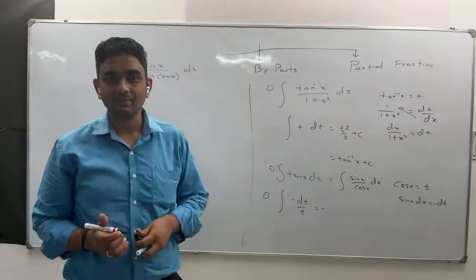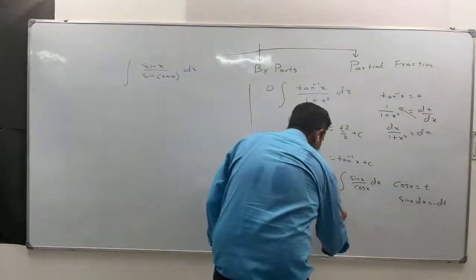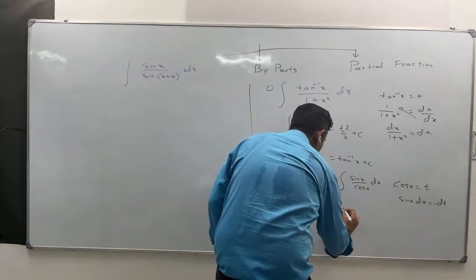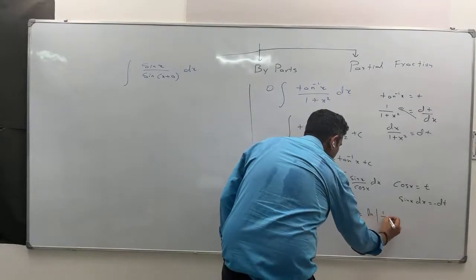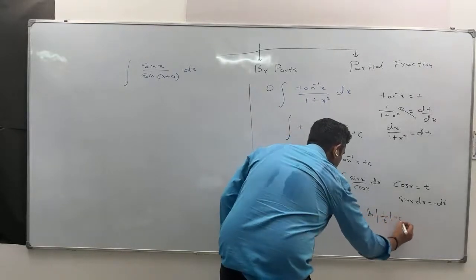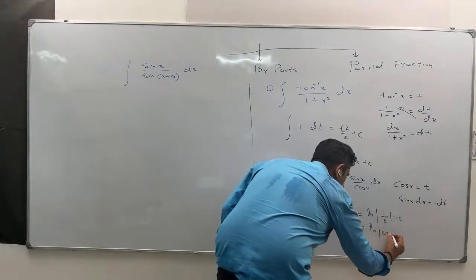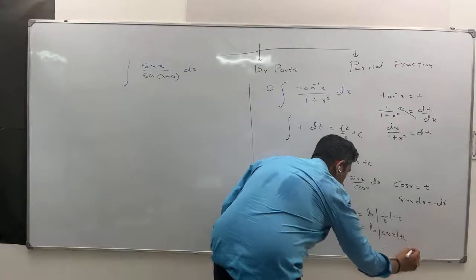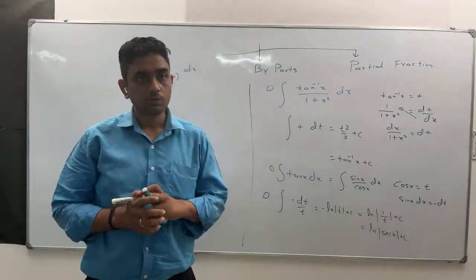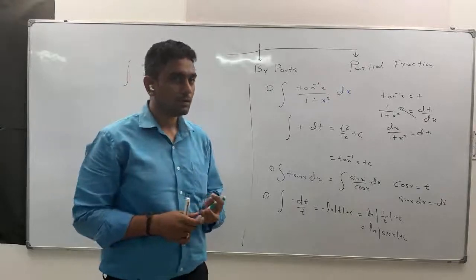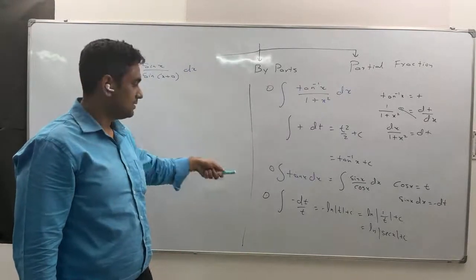Minus ln. So ideally minus ln mod t plus c, which comes out to be minus ln mod cos x plus c, which is equal to ln of 1 by cos, that is, ln mod sec x plus c. This is what we do. This is also substitution. The substitution formula we'll see later, but first we'll understand this. So this is the integral of tan x.